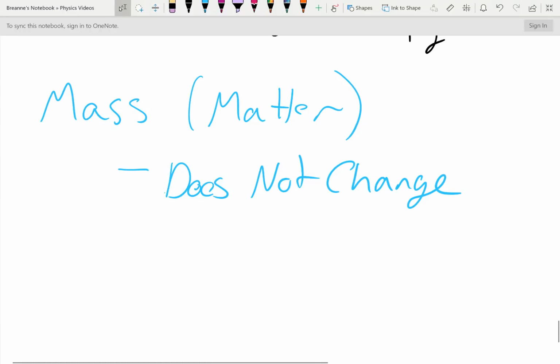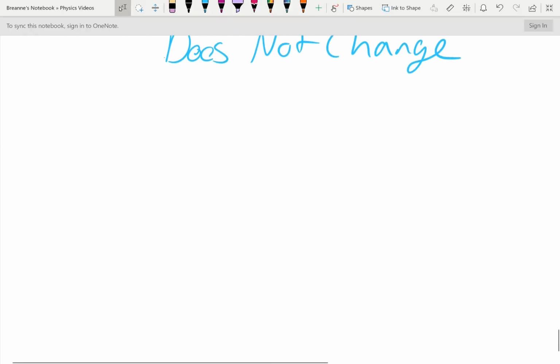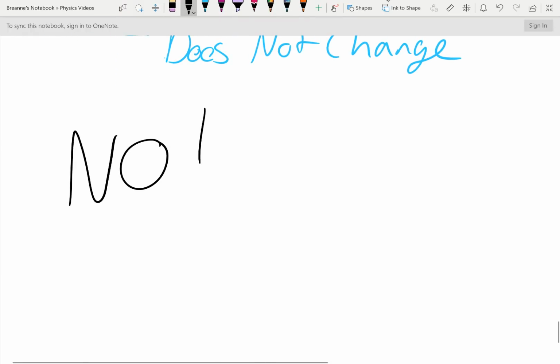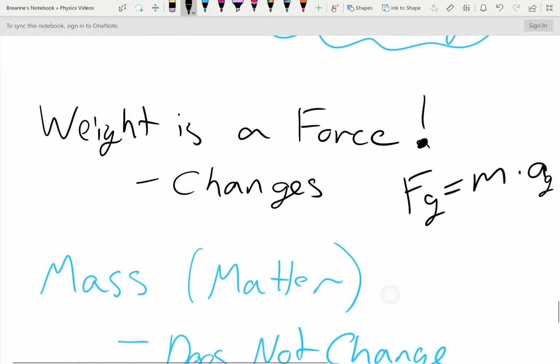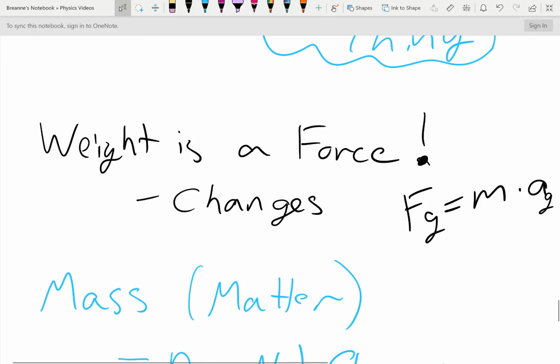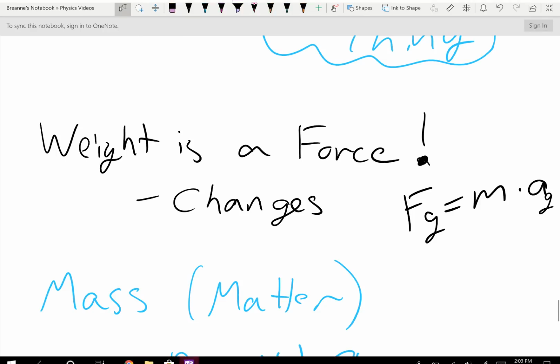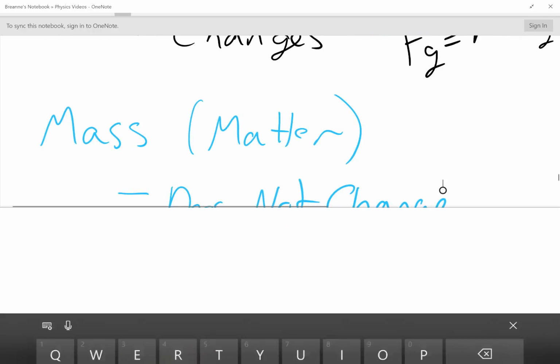Does the mass depend on the acceleration due to gravity? The answer is no. It does not. Because remember, the mass is how much matter. Now, your weight does. Your weight depends because your weight is a force. Force is mass times acceleration. Your weight depends on acceleration due to gravity. Your mass does not.